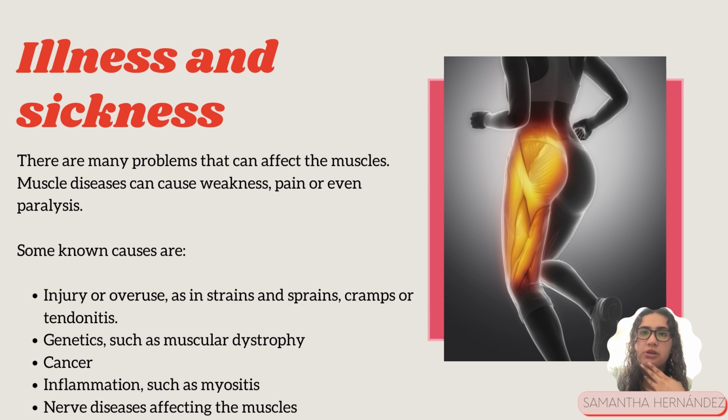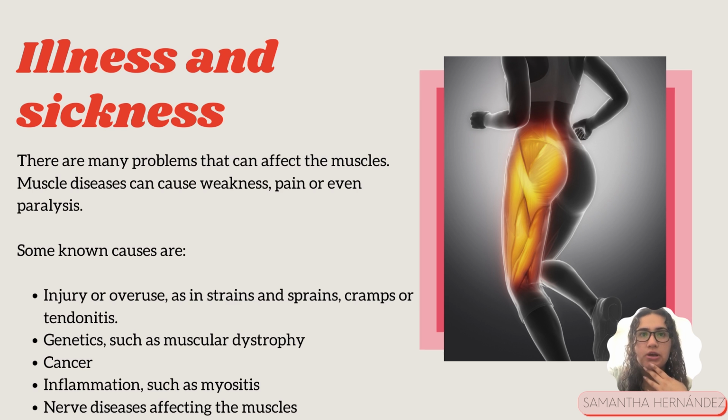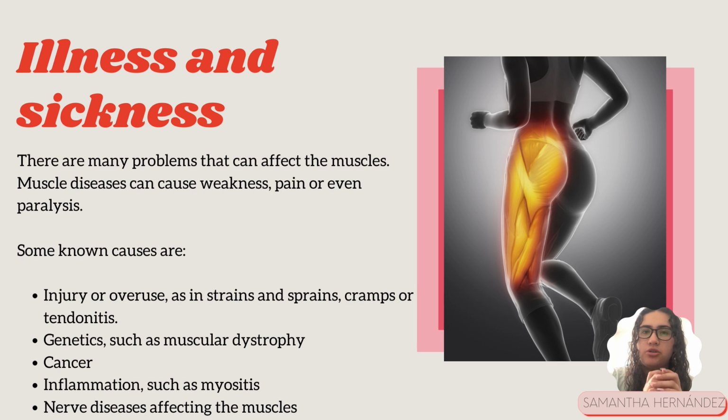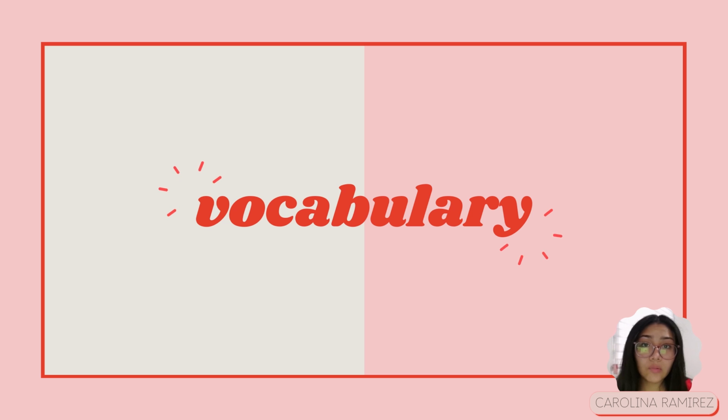Diseases and injuries. There are many problems that can affect the muscles. Muscle disease can cause weakness, pain, or even paralysis. Some known are injury or overuse, as in strains and sprains, cramps and tendonitis, genetic diseases such as muscular dystrophy, cancer, inflammation, such as myositis, and nerve diseases affecting the muscles.